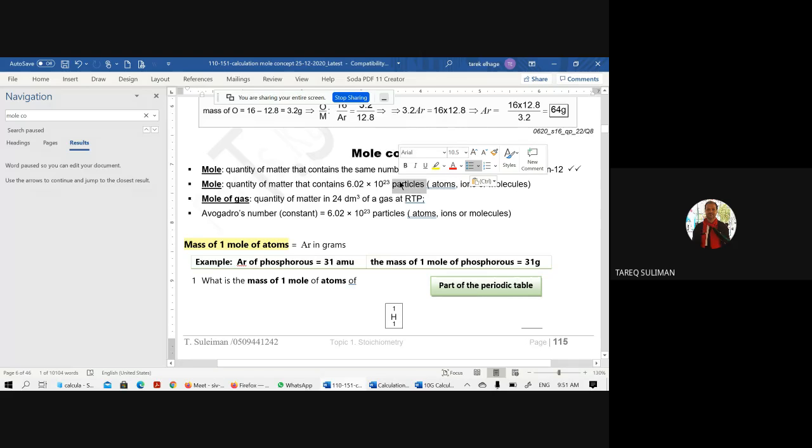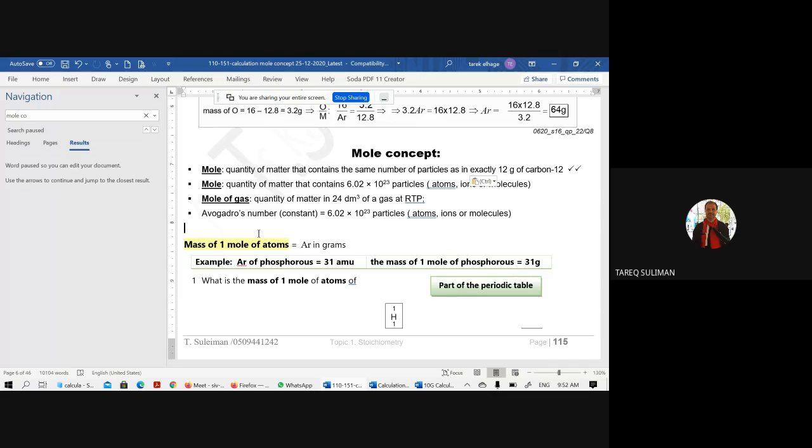Clear? Quantity of matter in 24 decimeter cube of gas at room temperature and pressure. The first one I recommend, or the second. You can say 1 mole equals Mr in or Ar in grams, but it depends. Clear?